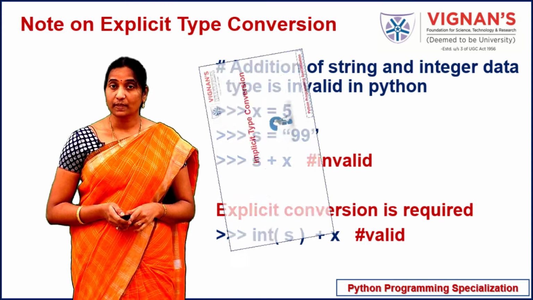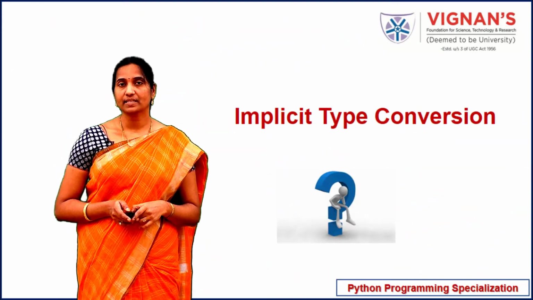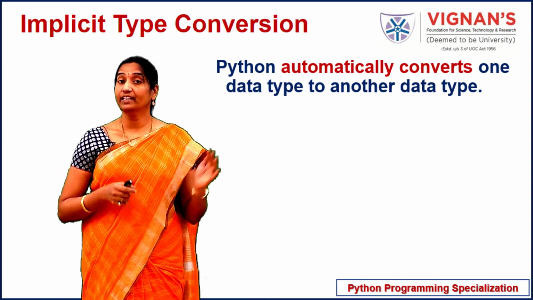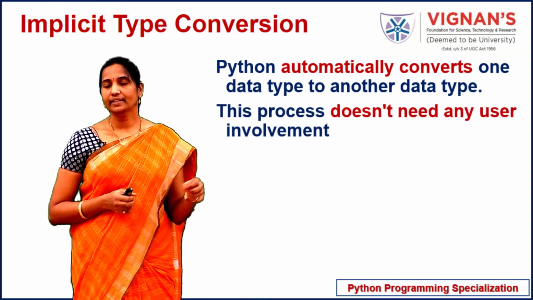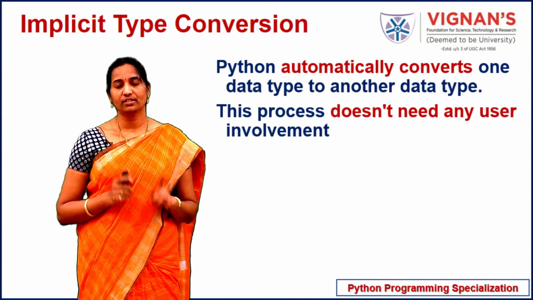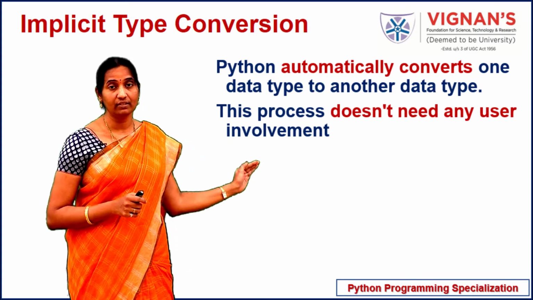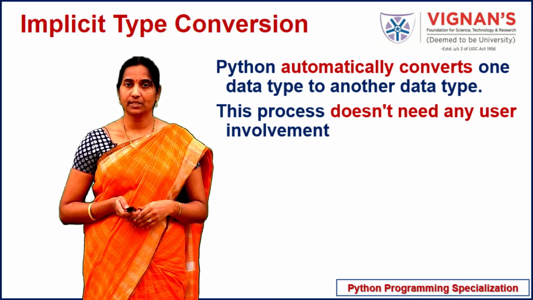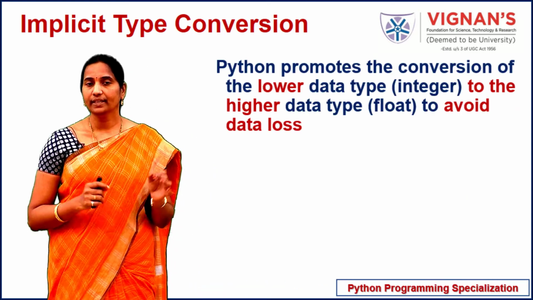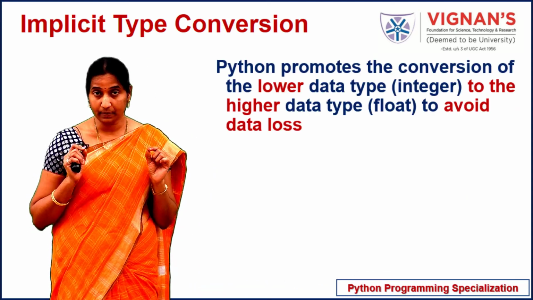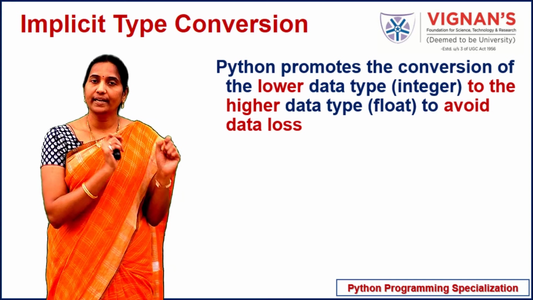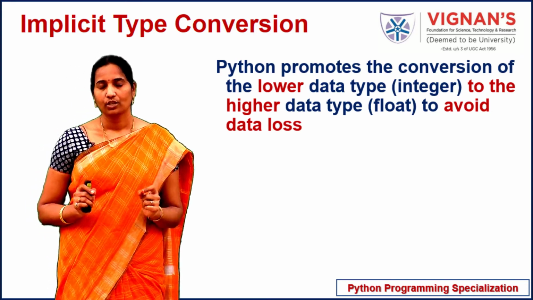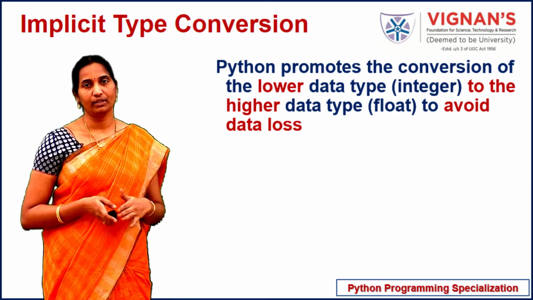So far we have seen explicit conversions. Now let's see what is implicit type conversion. Python automatically converts from one data type to the other data type whenever it is necessary. In this case, the user does not have any intervention and is not explicitly converting the type of the values or variables. Such kind of type conversions are known as implicit type conversions. Whenever in an expression two different data types are available, then the lower data type will be converted to the higher data type in order to avoid data loss. That's how Python does the implicit type conversion.